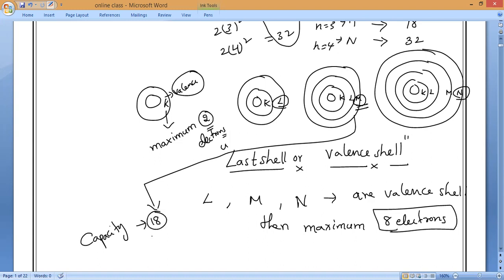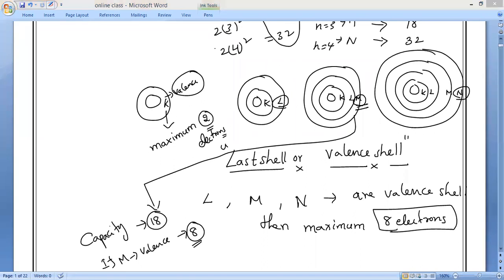But if M is the valence shell, then we can fill a maximum of how many? Only 8 electrons. Understand? You should understand that. So even though their capacity is different, we can arrange only 8 electrons if the given shell is the valence shell. Understand, Mr. Gokul, Danishkar? That is what you have to remember.